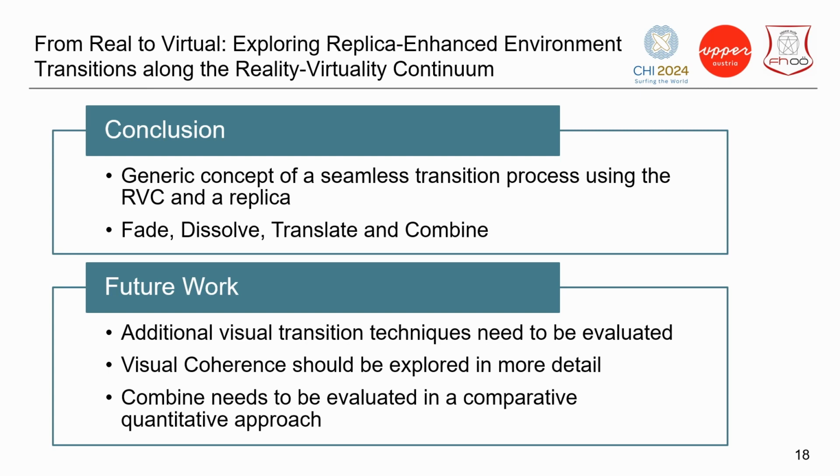Future work should include different transition techniques, such as morphing and visual landmarks that provide spatial orientation. Furthermore, visual coherence should be explored in more detail, as well as potential application areas. Future work can investigate different variations of the combined technique using a comparative quantitative approach. Finally, the transition should be included and examined in a real-world use case study.